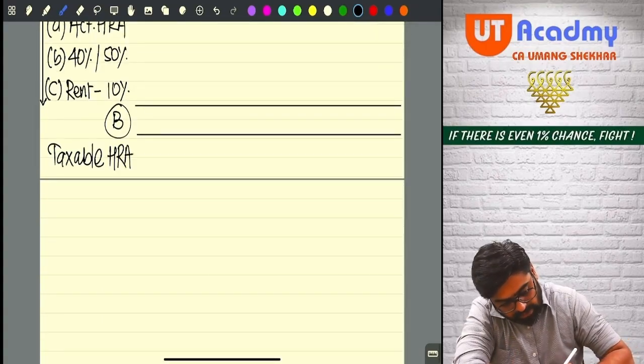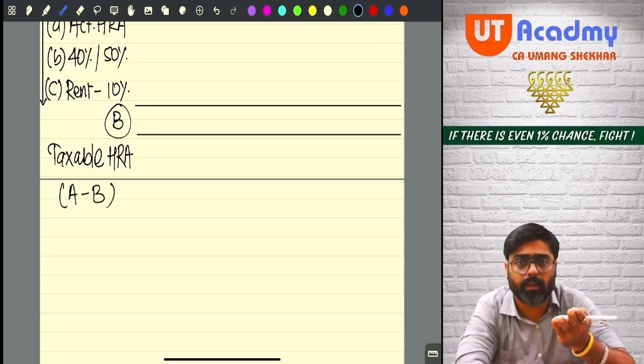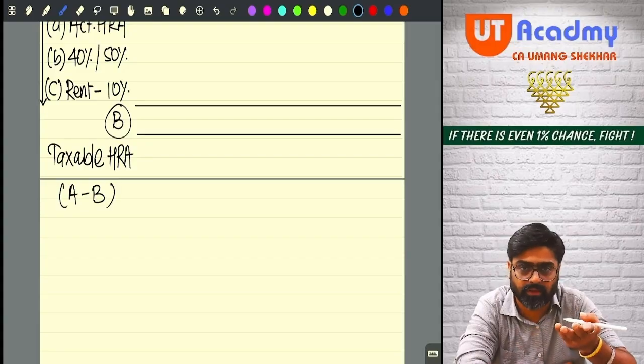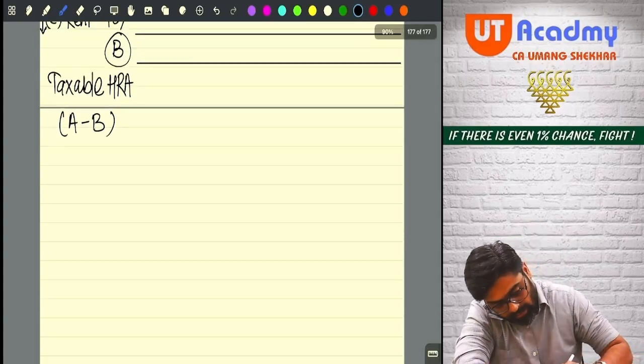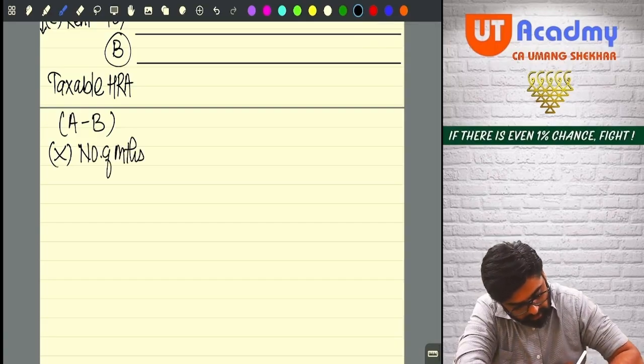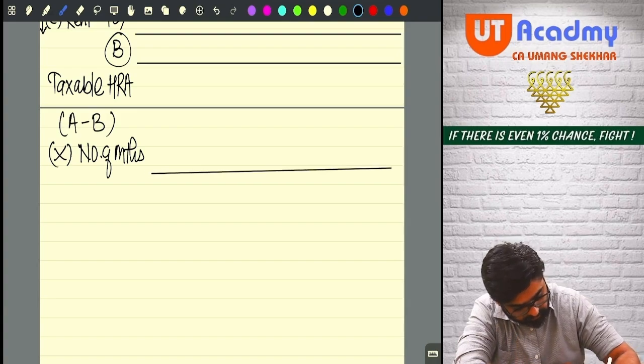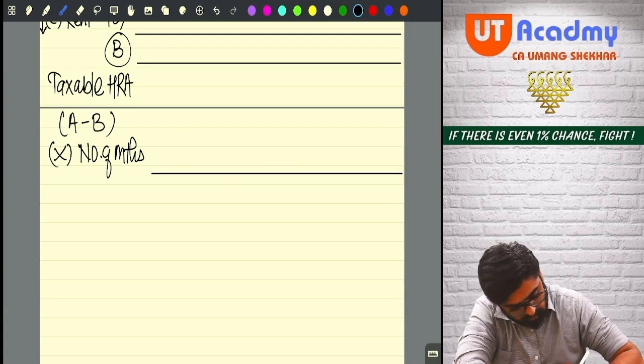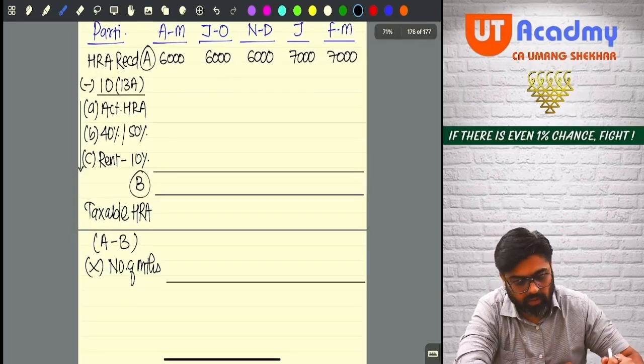So how will I get this taxable HRA? I will do A minus B. A is HRA, B is exemption. Yes or no? And I will multiply the number of months over here, and then I will get the final answers. Okay, now I will have to fill in the blanks.